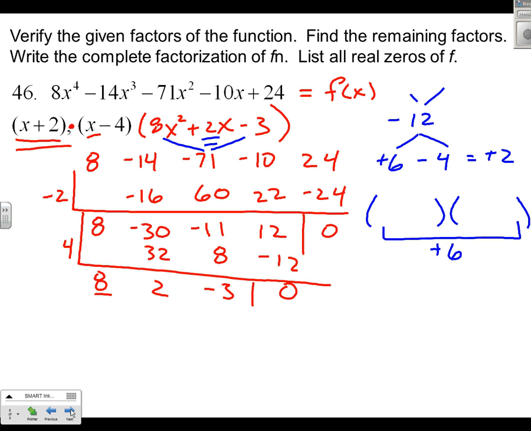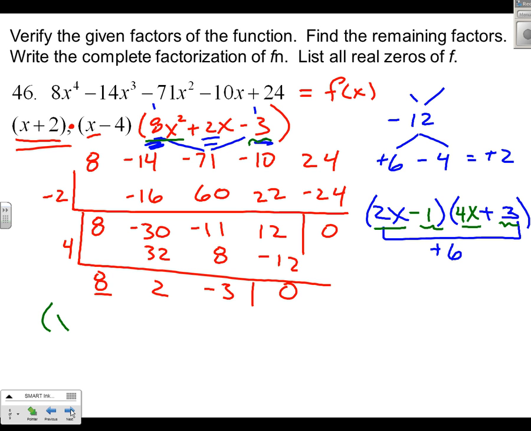To get a 6, I'm looking for a 1 and a 6, or a 2 and a 3 from these. But I see I can use a 2 from the 8, so that's 2x, along with a 3 from the 3, and that would be plus 3. Now we've got it made. I'll go to green. First term times first term has to equal first term, so 2x times 4x. And last term times last term has to equal last term, so plus 3 times minus 1. And there is my complete factorization.